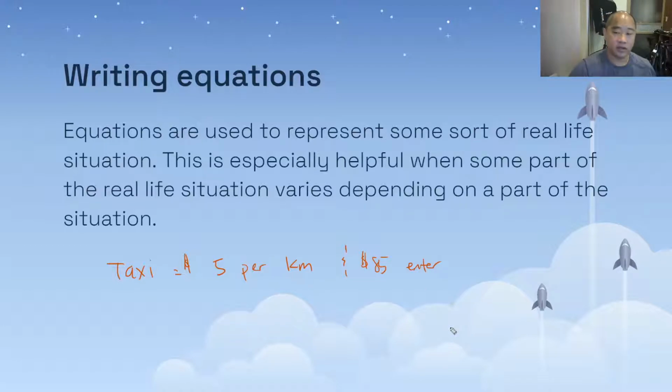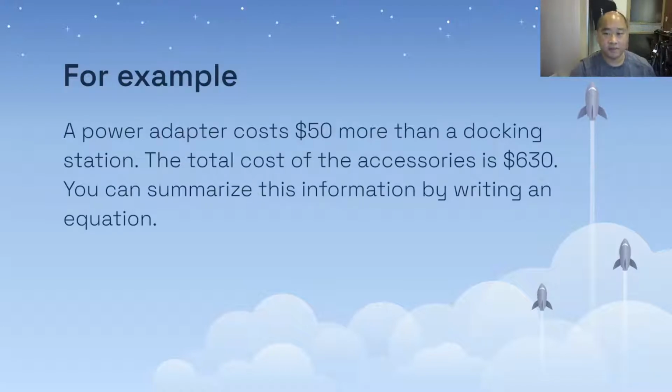Well, we can write an equation to represent the situation. And part of the situation varies, right? It changes. So what changes is the amount of kilometers that we ride the taxi for. So this is an example of a situation that requires an equation with variables. So let's take a look at this other example.